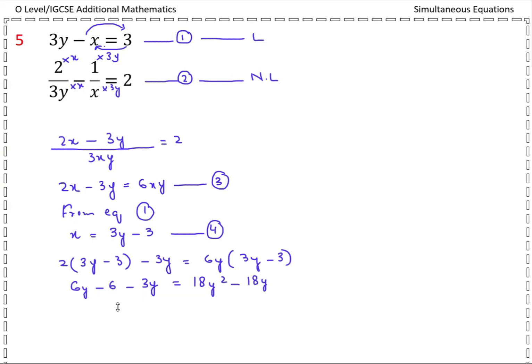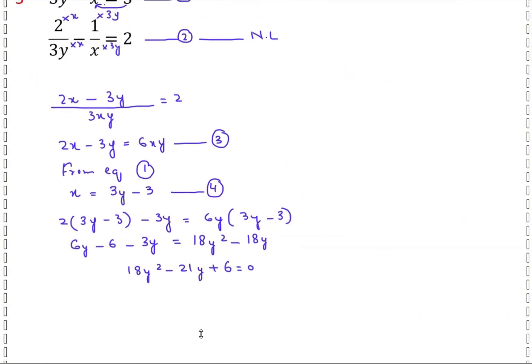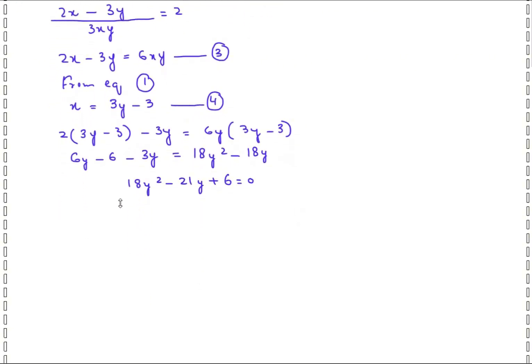We will solve this. 6y minus 3y is 3y, and when we take it on the other side, this will become minus 3y. 18y squared minus 18y minus 3y will become minus 21y. Minus 6, when taken on the other side, will become plus 6. We'll take 3 as common. We have 6y squared minus 7y plus 2 is equal to 0.